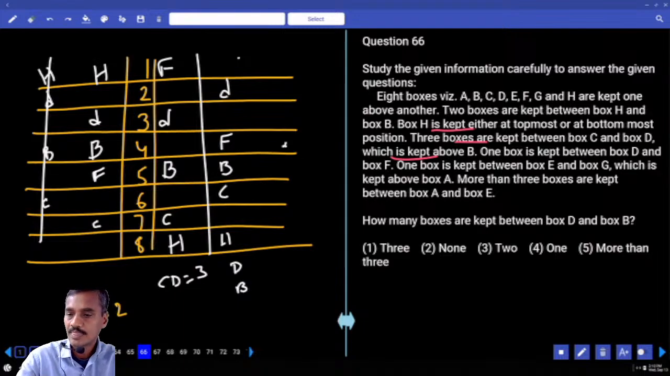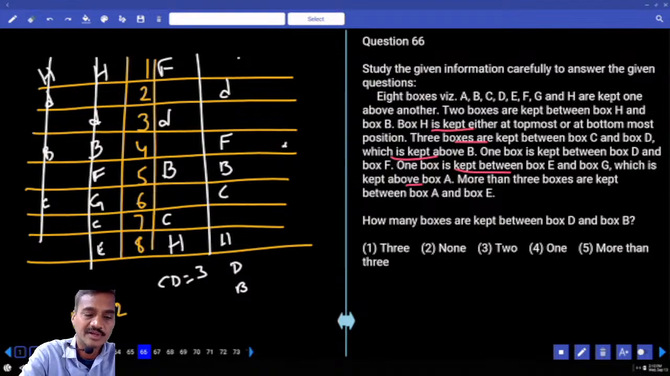The next one, and one box between E and G as well. Now in between E and G, there must be exactly one box here, and G is kept above E. Now G is kept above E, if G is here, then E would be before this one, not possible. G kept above E is not possible. And then what is the other possibility we have? Now in this case, between G and E, there must be exactly one, and G is kept above E.